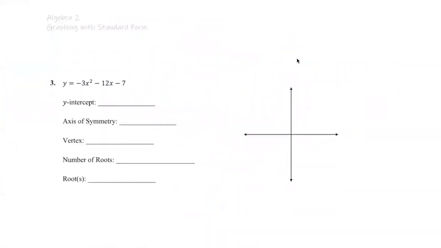All right, next example would be number 3. It's going to be something opening down because I can see the negative at the a value already. So let's go to the next video.